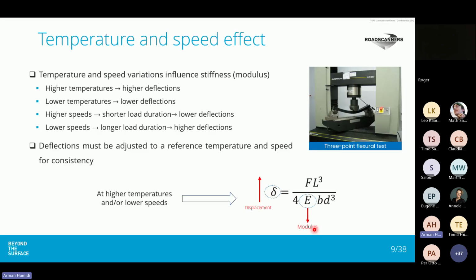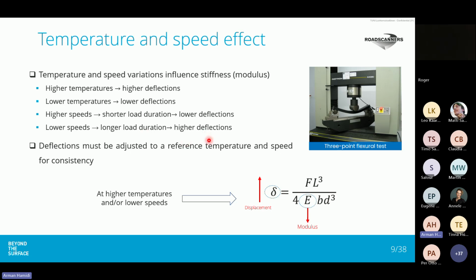But how do temperature and speed affect measurements from TSD and FWD? If we come back to these 3-point flexural tests, when temperature is high, we expect to have higher deflections. When temperature decreases, we expect to have lower deflections. When the loading speed increases, the load duration would be shorter, so we will have lower deflections. And when the loading speed decreases, we will have longer load duration and therefore higher deflections.